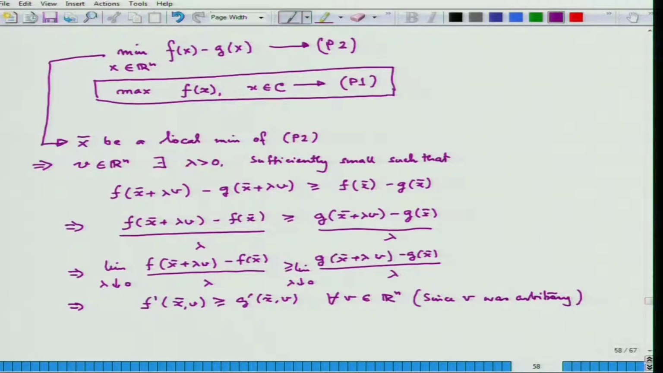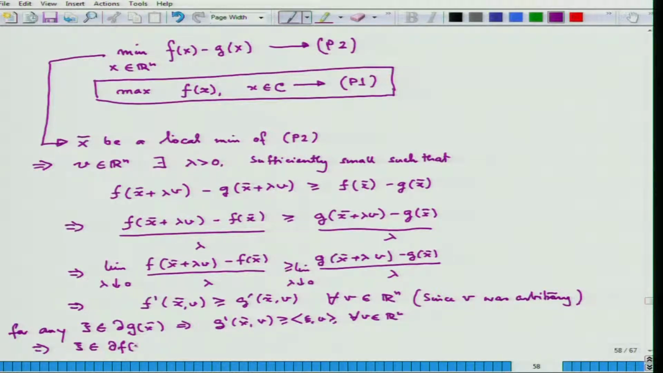Now if you look at this, this is also an optimality condition, but in the minimality form. But you see, from here you cannot go back; you cannot show that x bar is a local minimum, impossible. Now, what would this imply? Can I transfer it into a subdifferential condition? Of course, for any xi an element of del g x bar, it would imply that g dash x bar v is greater than or equal to xi v for all v an element of R n. So, because of this condition xi is also an element of del f of x bar, which simply implies that del g of x bar is a subset of del f of x bar.